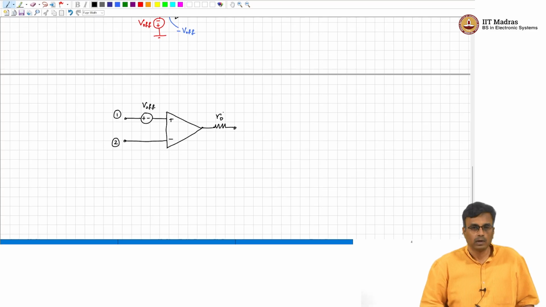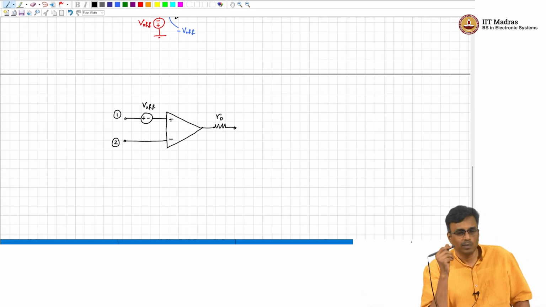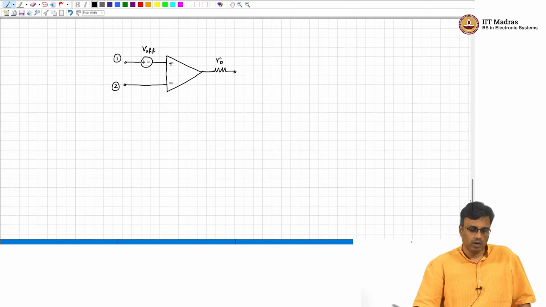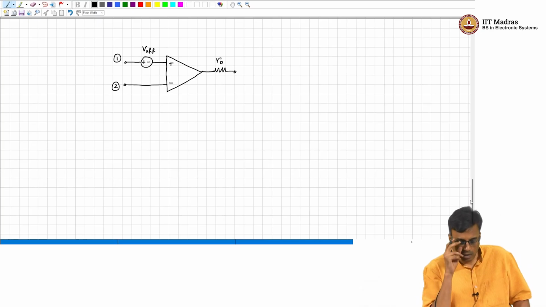R O. That will be small, but again small is a relative term, right. You will have to look up the data sheet of the op amp to look at what it actually is. And so, what does this mean therefore?